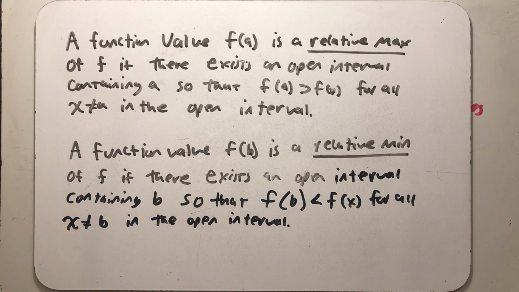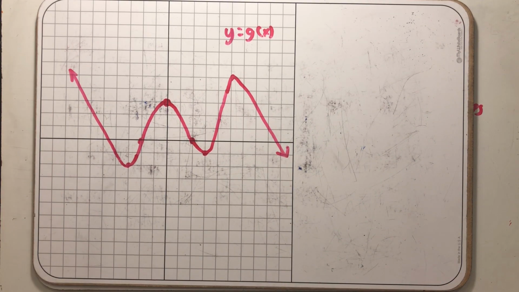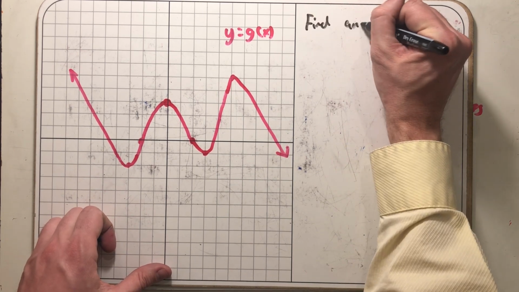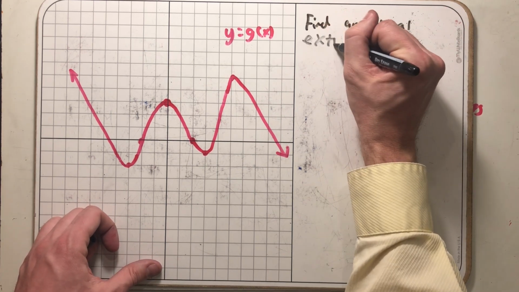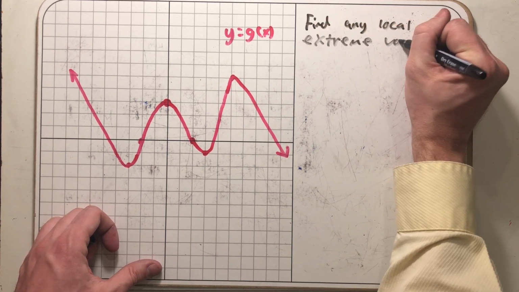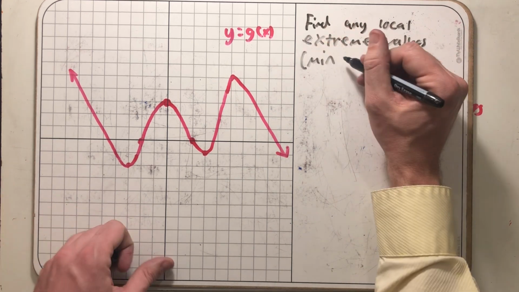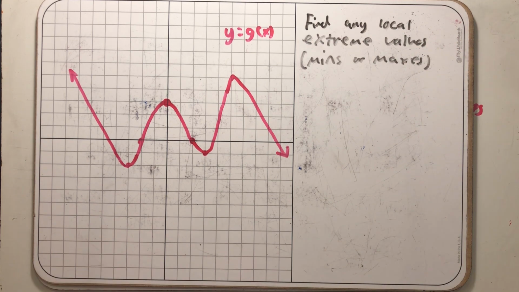So let's take a look at an actual example and see what that looks like. So I have a function here called y equals g of x, and I want to find any local or relative extreme values. And when I say extreme values, that just means relative mins or maxes. Either one. So extreme value, just a way of saying minimum or maximum all at one time.